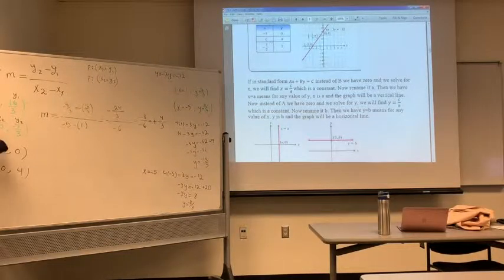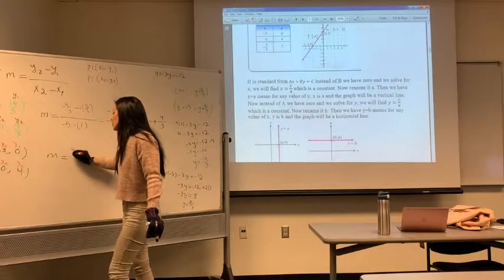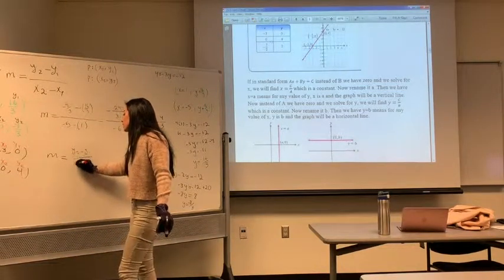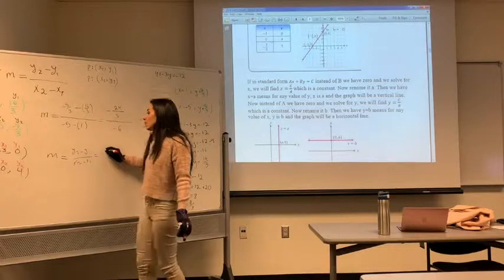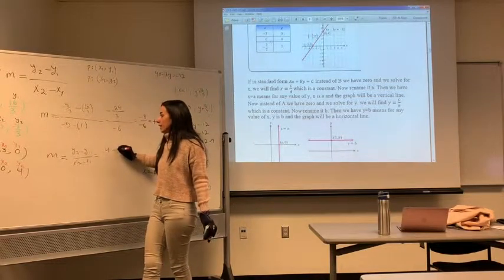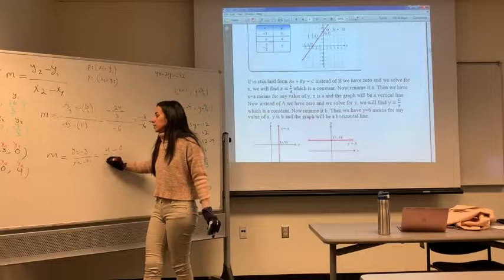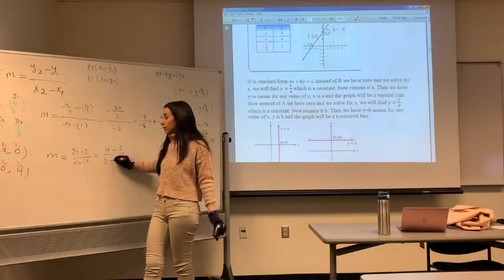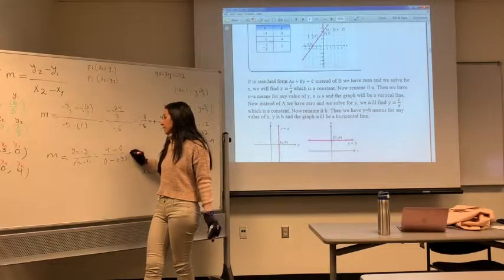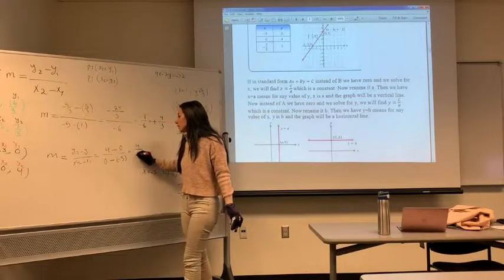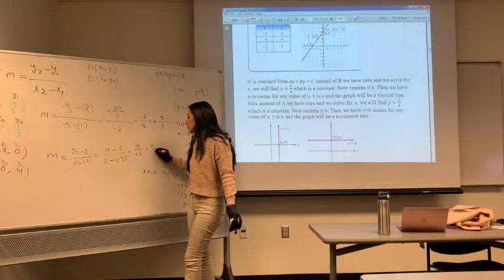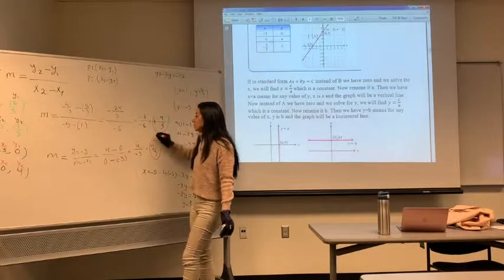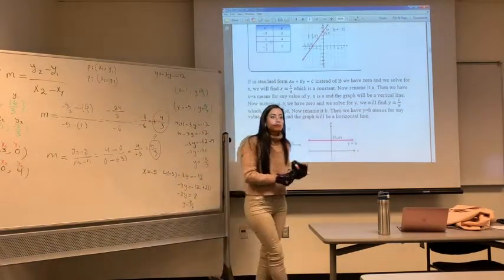Yes. I'm going to call this x1, y1, this one is x2, y2, correct? Slope is equal to y2 minus y1 divided by x2 minus x1. y2 is 4 minus 0 divided by x2 minus x1, which is 0 minus -3, correct? 4 divided by +3, the same slope as I found. Correct?